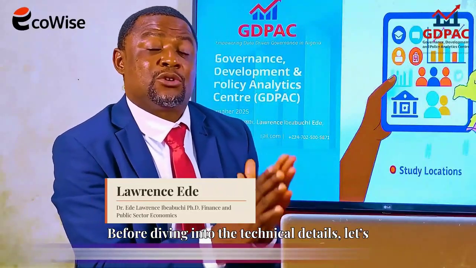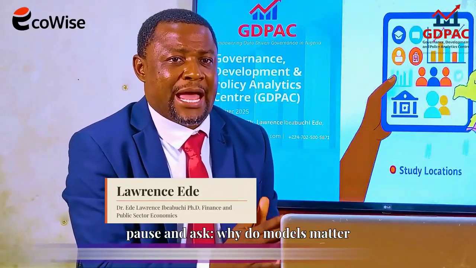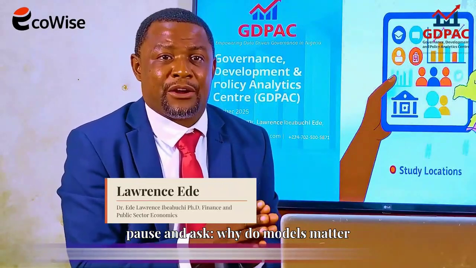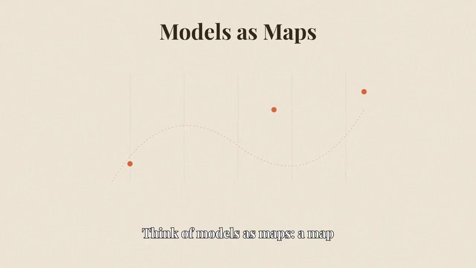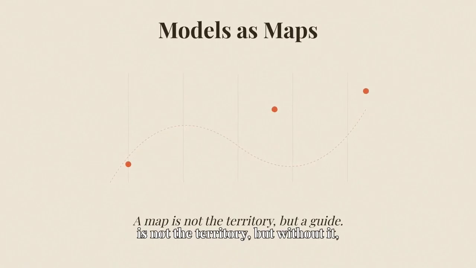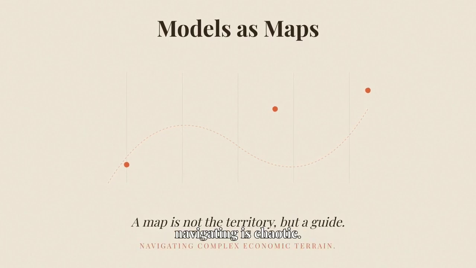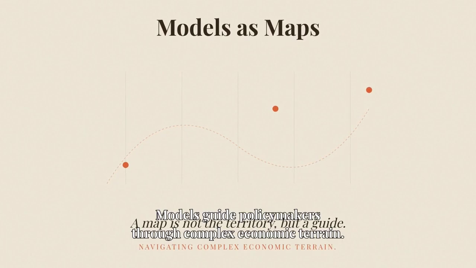Today, we begin our exploration of planning models. Before diving into the technical details, let's pause and ask, why do models matter in economic planning? Economic planning is the deliberate allocation of scarce resources. Think of models as maps. A map is not the territory, but without it, navigating is chaotic. Models guide policymakers through complex economic terrain.